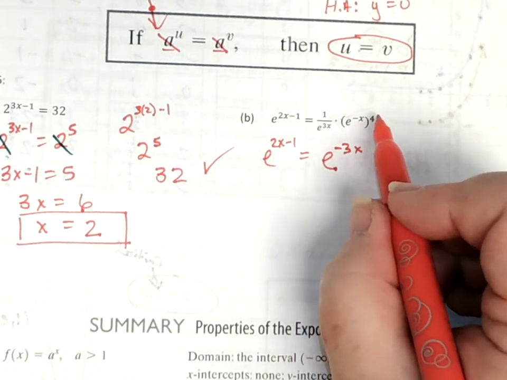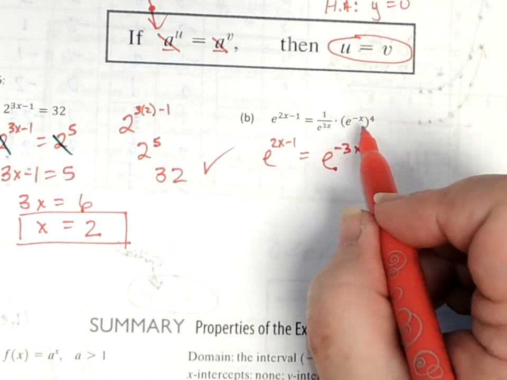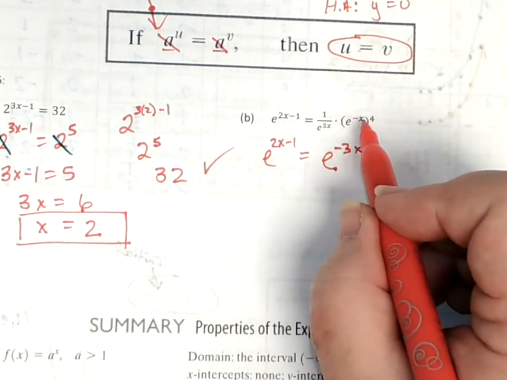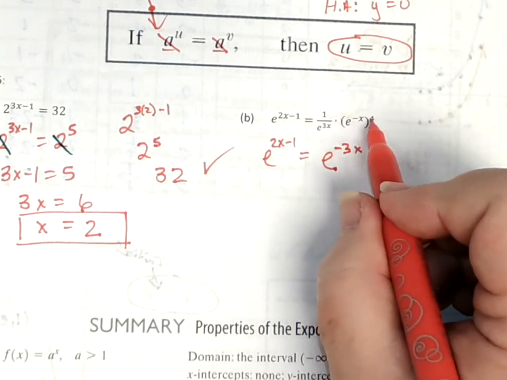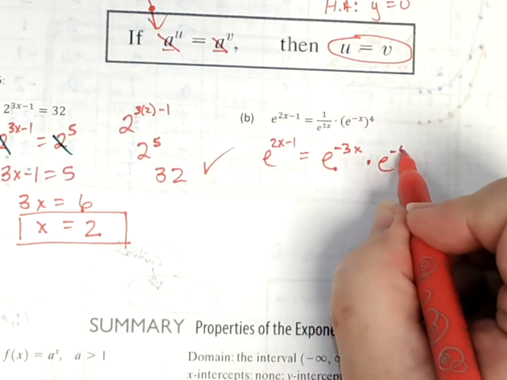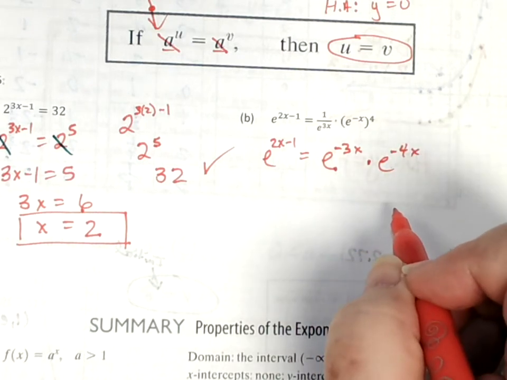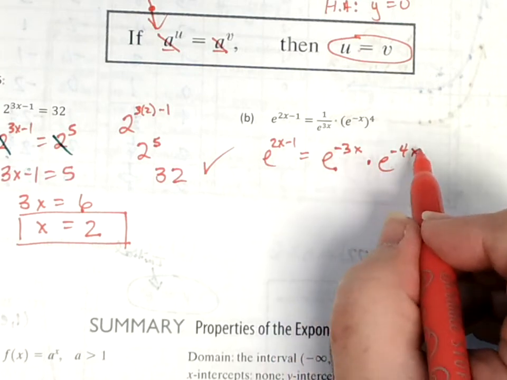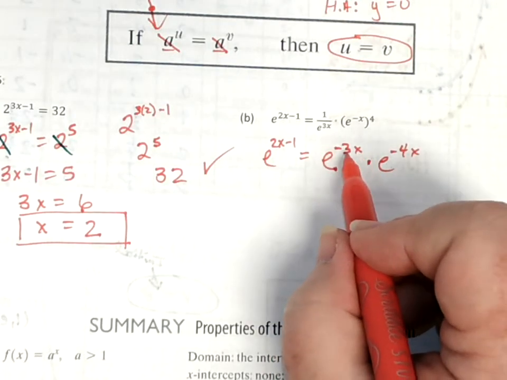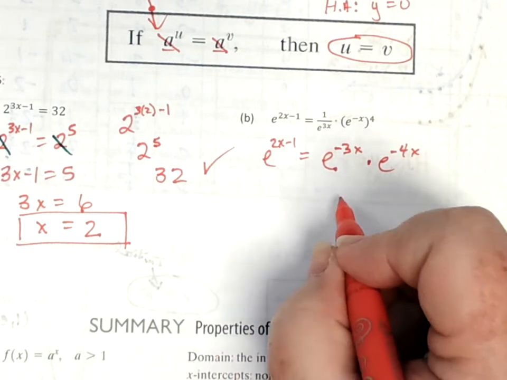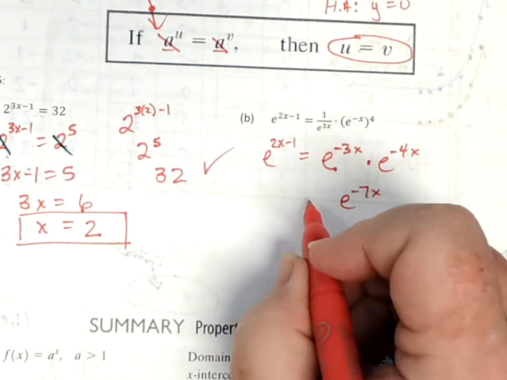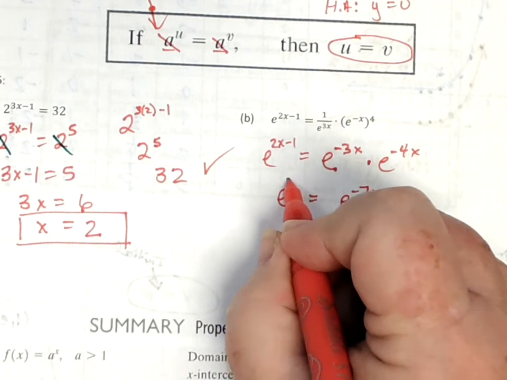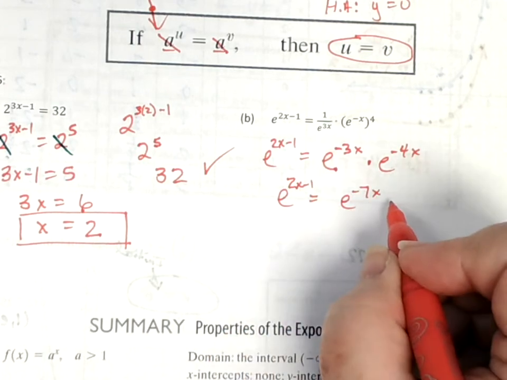This is a power raised to a power. We had a property that told us what to do with that. When it's a power raised to a power, we multiply these two numbers together, and that's going to be e to the negative 4x. We had a law that said if we're multiplying with the same base, we can add our exponents. So negative 3x plus negative 4x is negative 7x. And now we have one base that's the same on both sides.